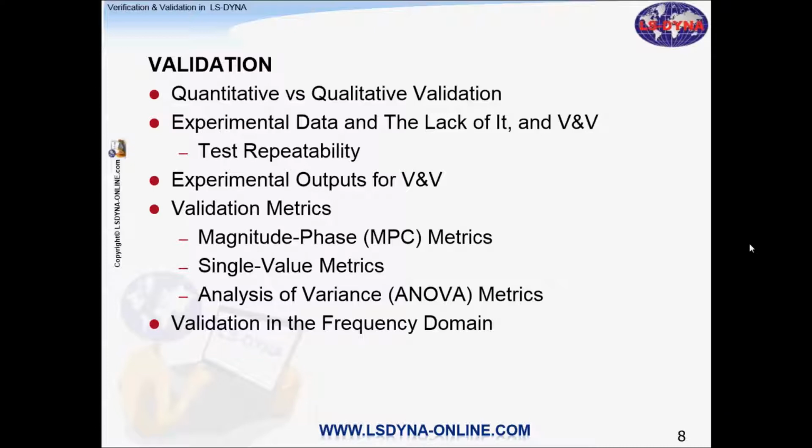Quantitative validation is looking at the predictions in terms of acceleration and other measures, which I'll talk about in detail. Then I'm going to talk about experimental data and the lack of it, and verification and validation. Within this, I'll talk about test repeatability. When you do an experiment, what are the things that you have to output so you can use them in verification and validation? And then finally, we'll talk about validation matrices.